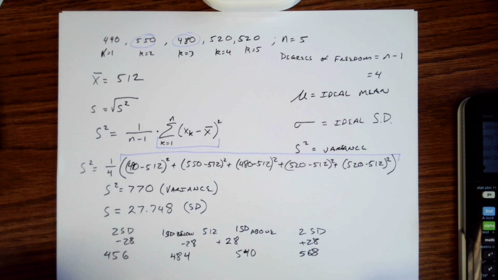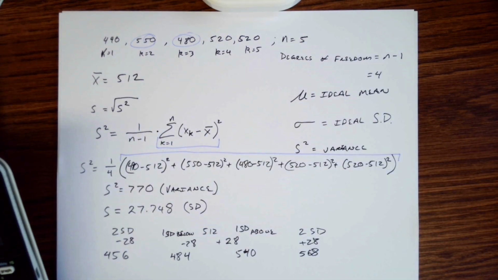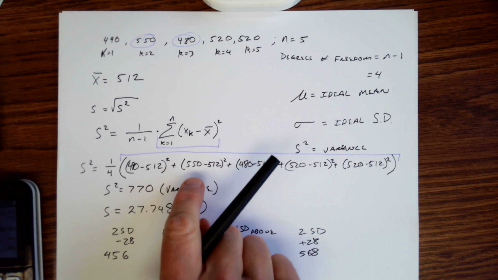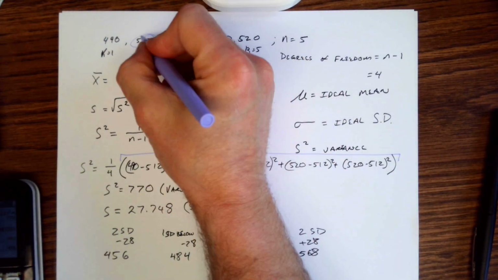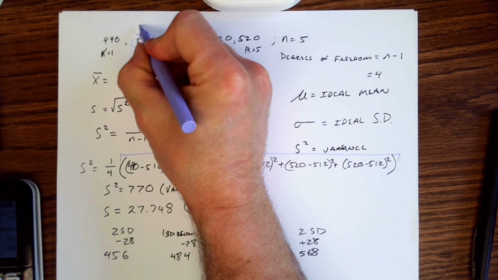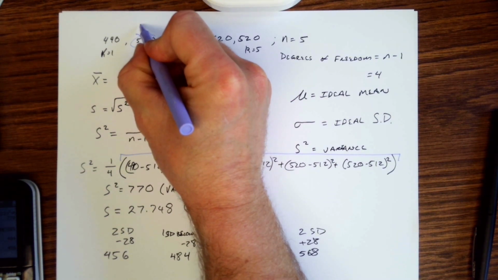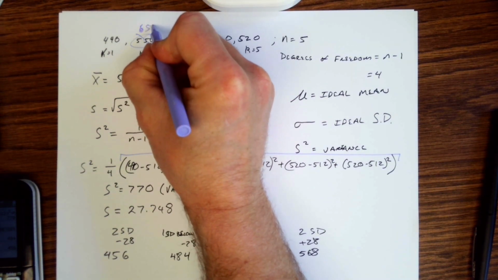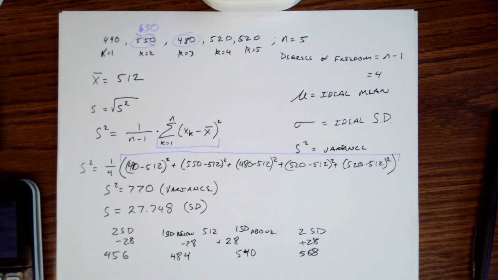Now let's just say for a second we change one value. Let's just change one piece of our data set. Namely, let's say that instead of 550, this one right here, let's say this was, I don't know, 650. What does that do to the rest of our data?